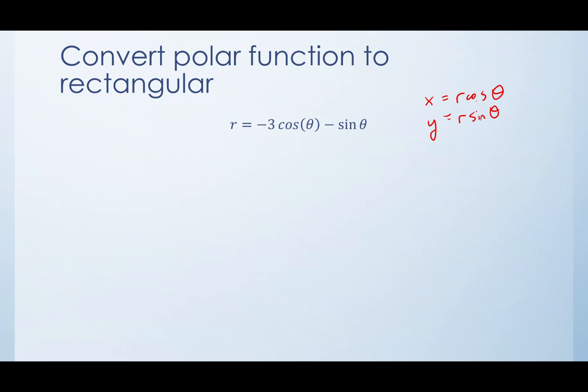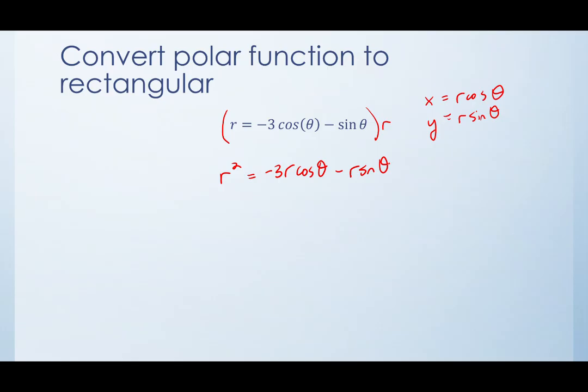And so we remember we can do with algebra, so long as what we do to one side we do to the other, then we haven't changed our solutions. So we can multiply the entire equation by r, and so the left-hand side becomes r squared. We get negative 3r cosine theta minus r sine theta.